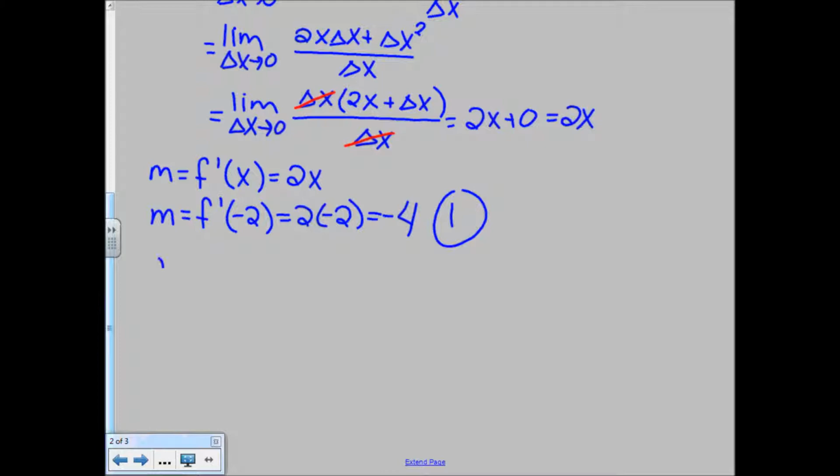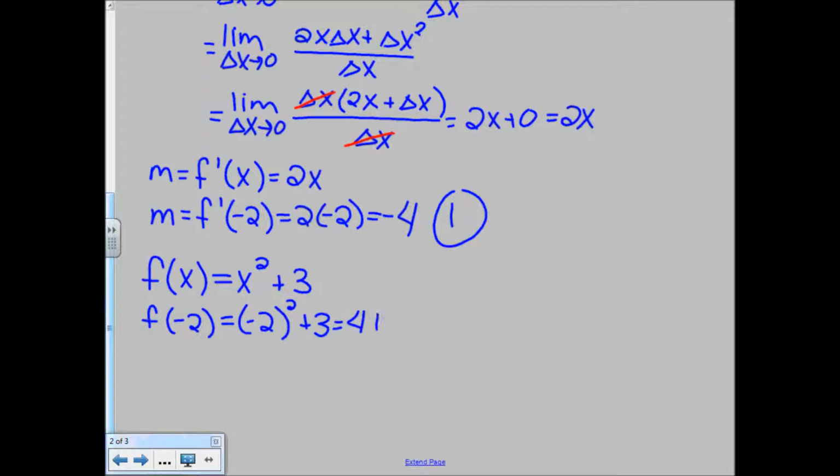Looking back at our original function, which was x squared plus 3, we need to find the rest of the coordinate point for x equaling negative 2. Let's plug in negative 2 for x and see what that is. We get negative 2 squared plus 3, which is 4 plus 3, or 7. So the point (-2, 7) is on this curve, this parabola, which means that since we're finding the line tangent at that point, the point is also going to lie on our line.